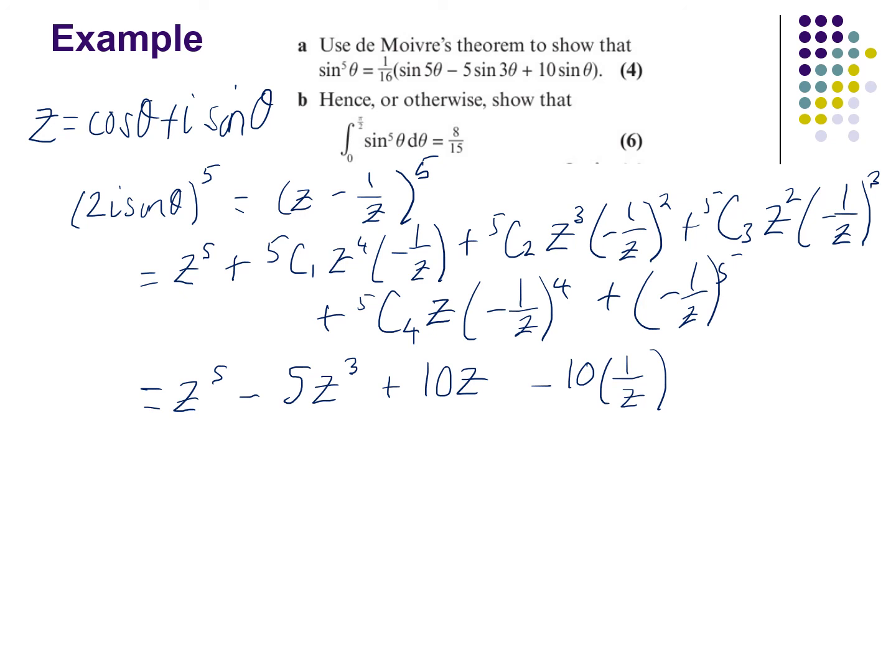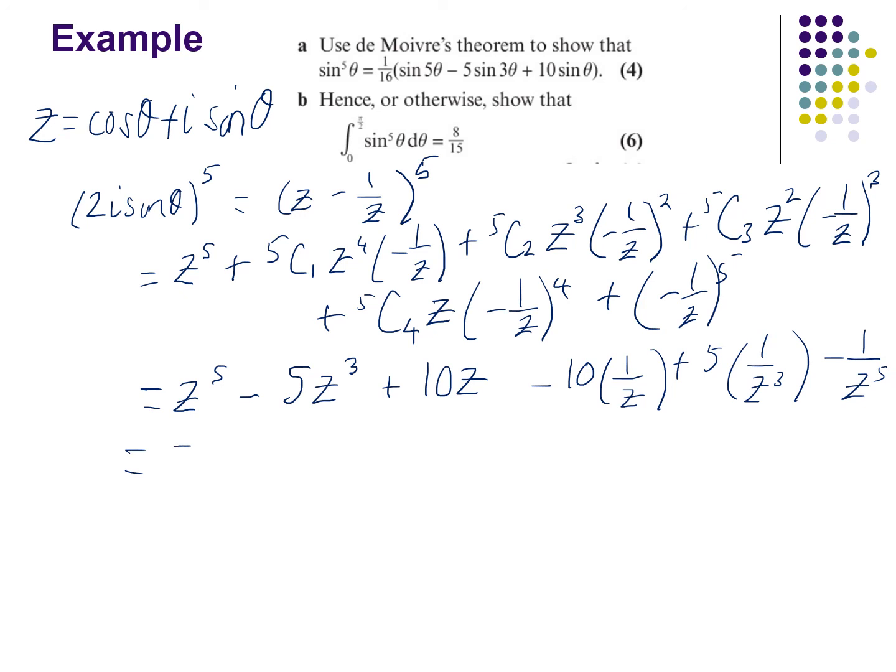Okay. 5 choose 4 is 5. So I get plus 5. And what have I got? 1 over z cubed. And then my last term, minus 1 over z to the 5. Now what you'll notice is you always get z to the power somethings and 1 over z to the power somethings. The only thing you need to check is whether they've got a plus or a minus in between them.